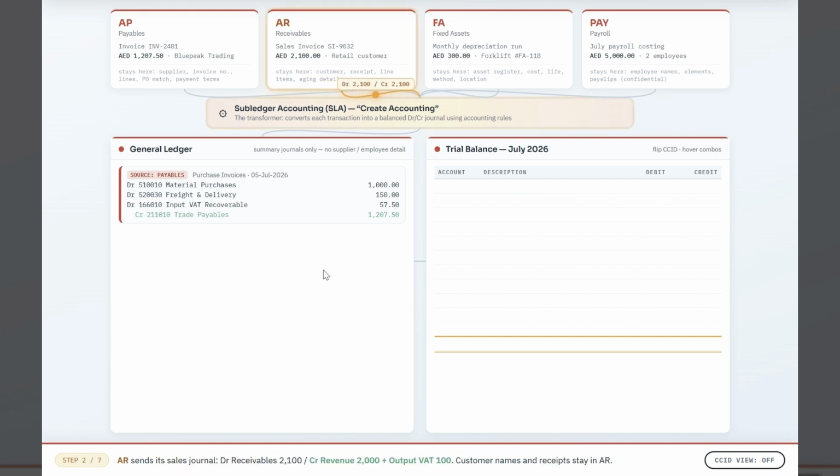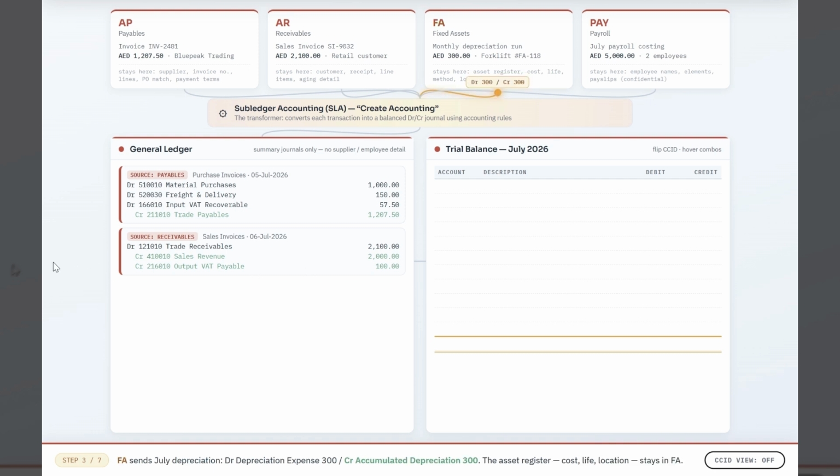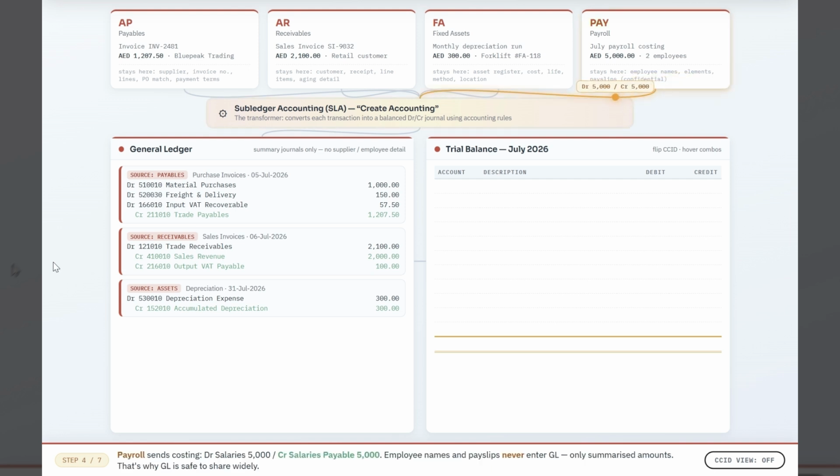AR sends its sales journal, debit receivables, credit revenue, and output tax. Customer names and receipts stay in AR. Fixed assets sends the monthly depreciation. The entire asset register, cost, life, location, stays in FA. And payroll sends its costing, debit salaries, credit salaries payable. Employee names and payslips never enter the GL, only summarized amounts.